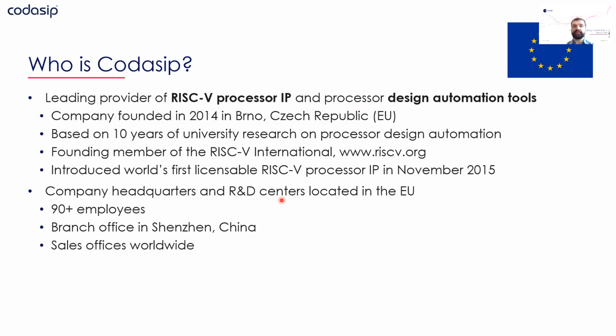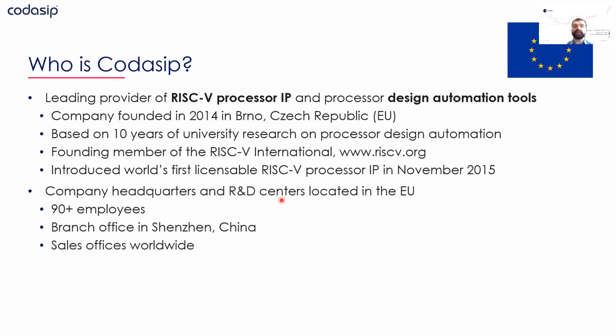The company was founded back in 2014 in Brno in the Czech Republic, but the technology itself is much older. It's based on more than 10 years of research at the universities here in the Czech Republic. We are founding members of RISC-V International, and we also introduced the first licensable RISC-V IP back in November 2015. Headquarters as well as R&D centers are located in Europe, in the Czech Republic, Germany, France, and so on. We also have presence around the world, including China and North America.